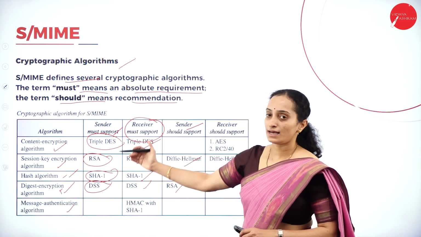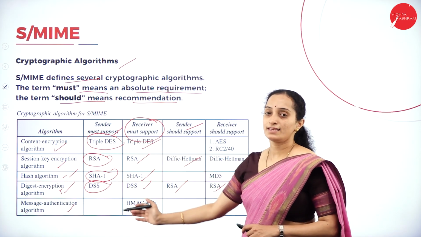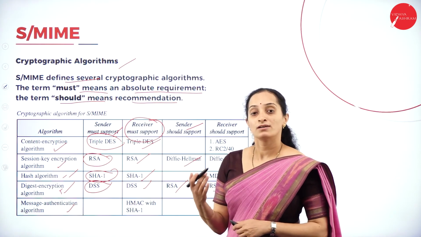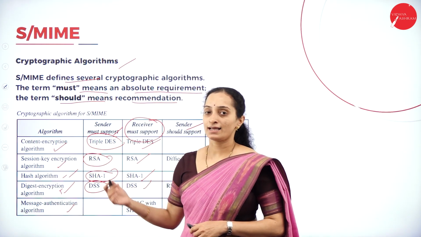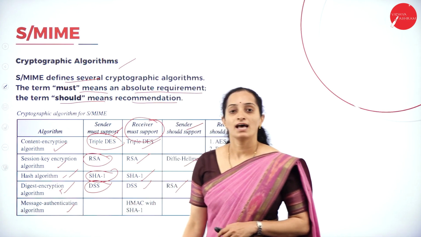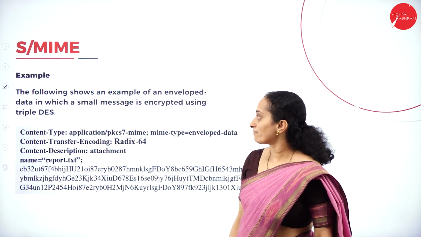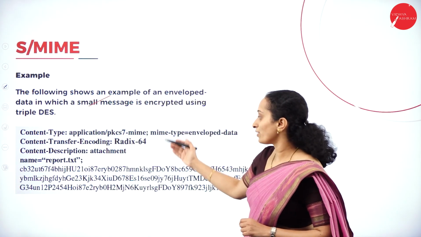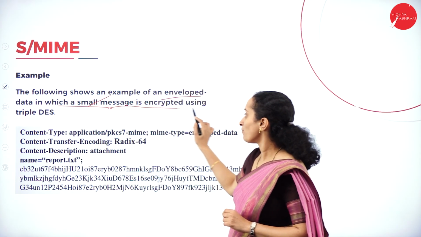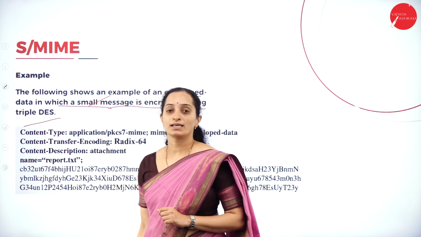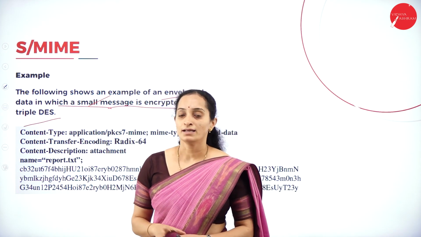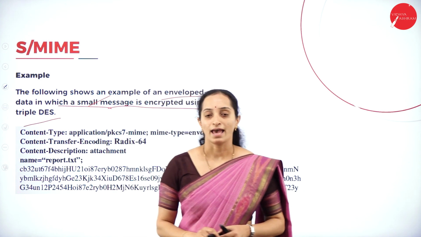So the sender and the receiver can use these different types of algorithms to encrypt the message and to generate the hash function or hash value. You can use different hash algorithms. Here we have an example. The following code shows an example of enveloped data in which a small message is encrypted using the triple DES method. This is the example that has been given for S/MIME.